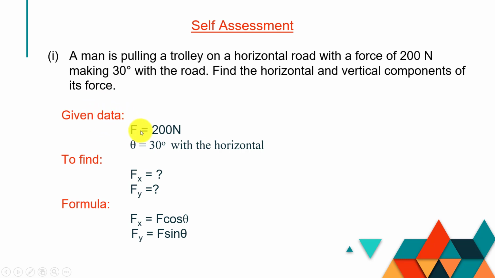In the given data, we are given the force, which is equal to 200 Newton, and we are also given the angle theta, which is equal to 30 degree with the horizontal. You have to find out the horizontal and vertical components of force, which means that you have to find out Fx and Fy. You have to use these two formulas: Fx is equal to F cos theta, and Fy is equal to F sin theta. I hope that you can easily calculate the values of Fx and Fy by using these two formulas.